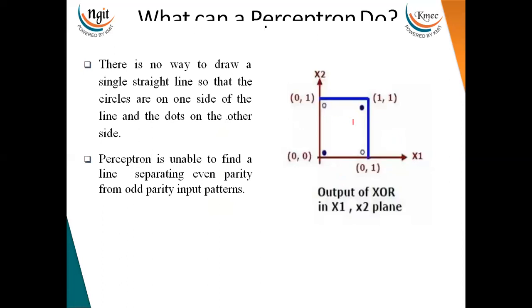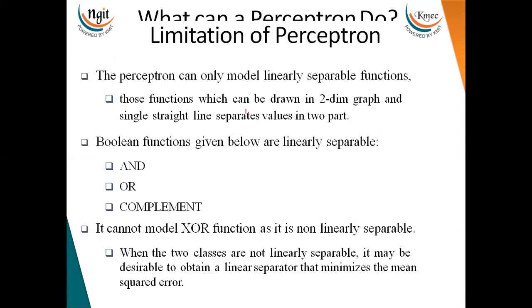Now, here, when it is even parity, then these 2 points are active. And when it is having an odd parity, then in that case, these 2 points are active. So is it possible to use a single line to separate such kind of data? No. Okay. So we can represent only AND or OR gates, means data that is linearly separable, using perceptron. But we cannot model the XOR function because it is non-linearly separable.